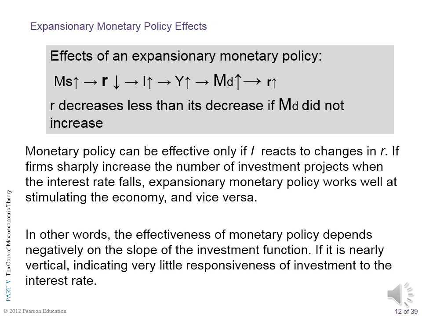عارفين من الأول؟ من الترم الأول لما كان الكيرف steep، يعني السلوب بتاعه كبير، ده معناه إنه كان إيه؟ Inelastic and vice versa. خلاص؟ يبقى effectiveness of monetary policy depends negatively on the slope of investment function, depends positively on the sensitivity of investment function. If it's nearly vertical معناها إنها perfectly inelastic, indicating very little responsiveness of investment to interest rate. يبقى إيه؟ Monetary policy is ineffective.